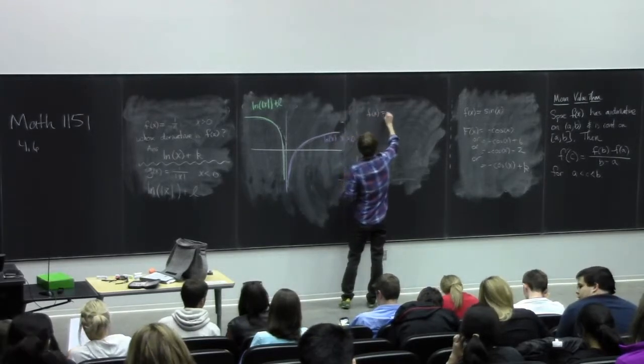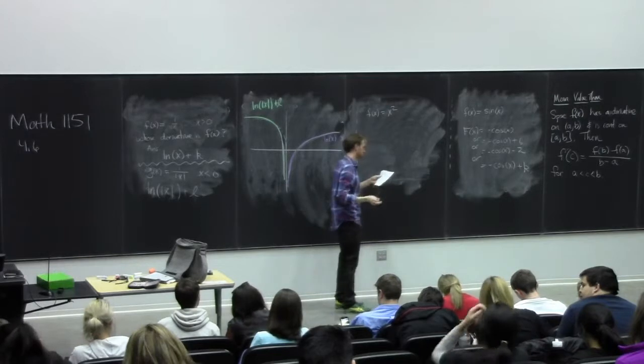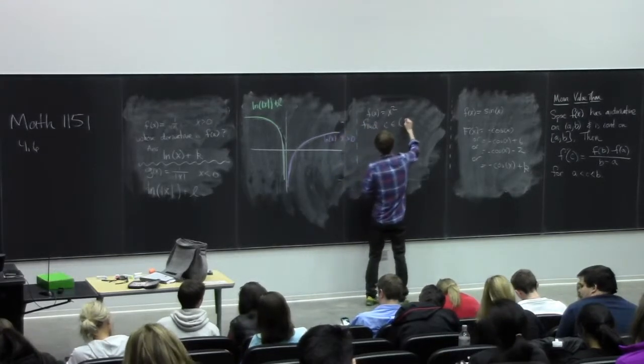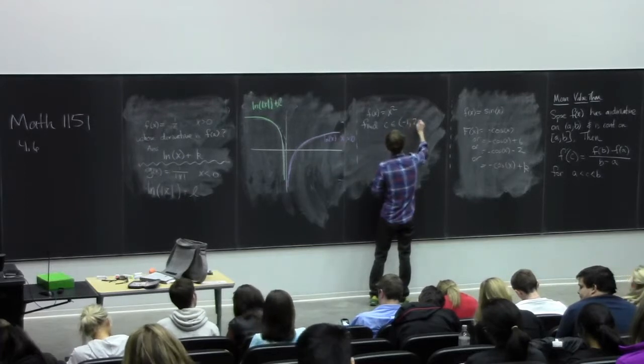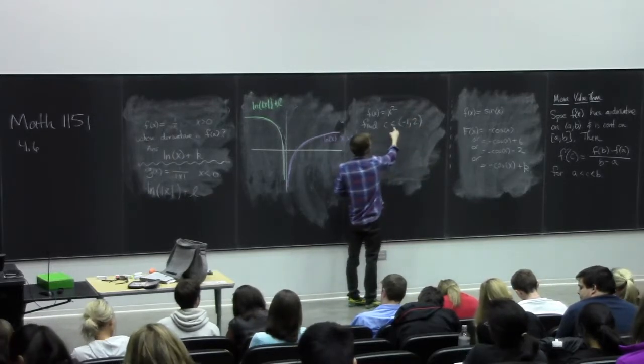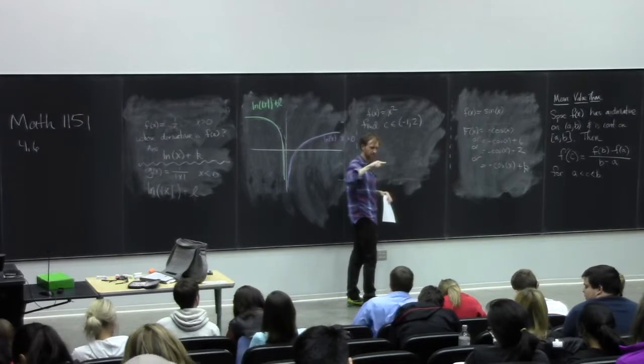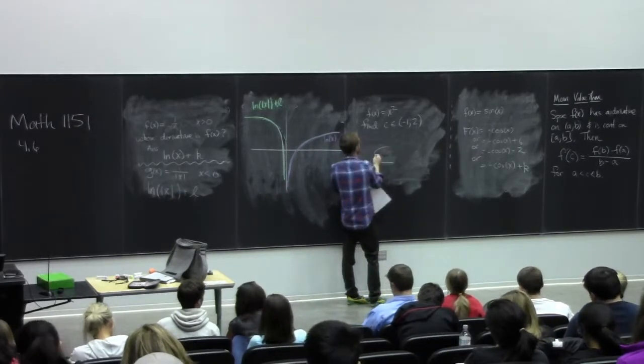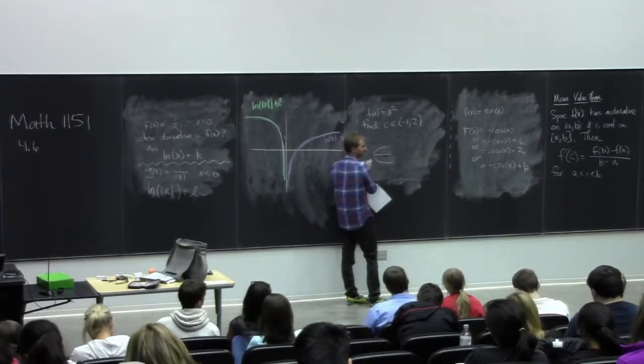F of x equals x squared. Find c in -1, 2. This means c is in the interval. You make a shape like this, and then you put a line like that. That's how you do it.